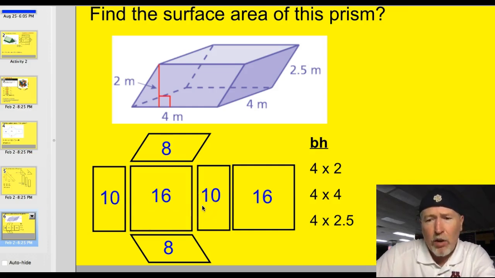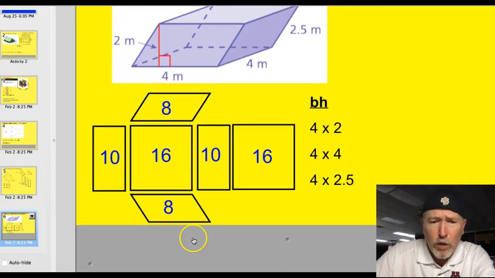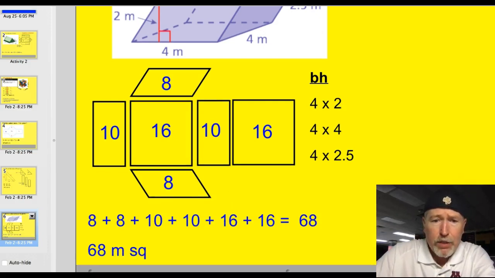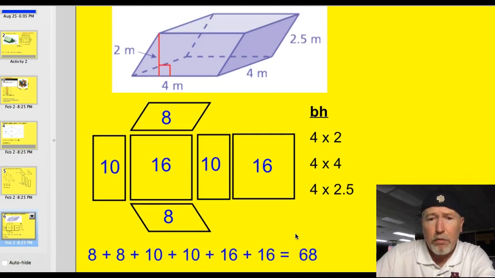And when I draw these out on a piece of paper like this, I try to be somewhat proportional, but really I'm looking for, do I have 4 different rectangles and a couple of different parallelograms here that I need to find the area of? And usually you're always doubling the base on it. So if we add those guys all up, we're going to get 8 plus 8 plus 10 plus 10 plus 16 plus 16. We're really looking at 16 plus 20 plus 32, which is a total of 68 meters squared.